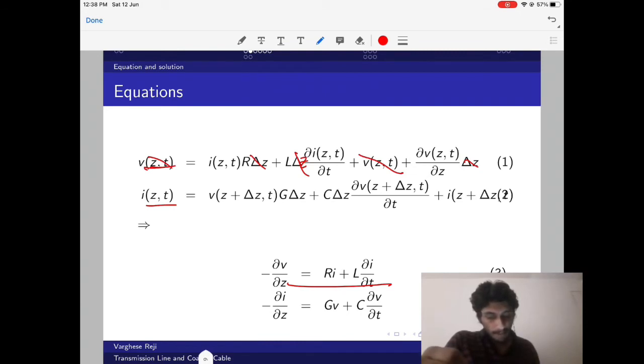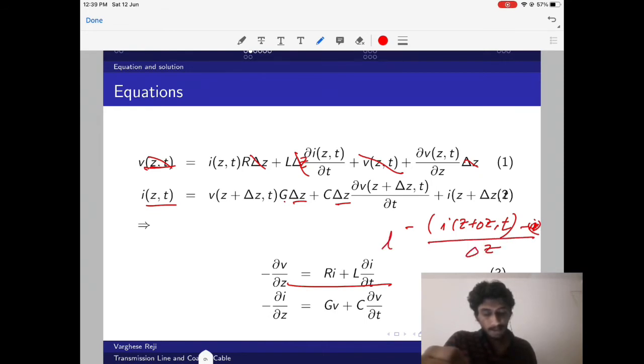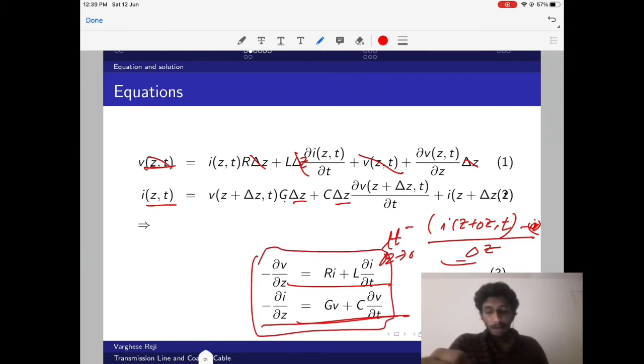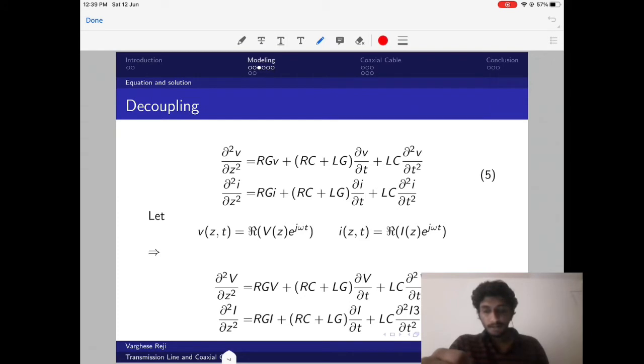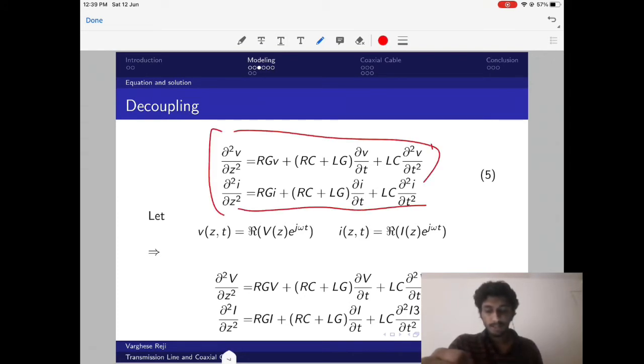Now there will be I of Z plus delta Z. This can be written here, then there will be delta Z in all other cases, then that will be minus of I of Z plus delta Z, t minus I of Z, t divided by delta Z. When we take the limit delta Z tends to 0, that is a derivative. So that we get here. Now we have two coupled partial differential equations. By decoupling them, we will get these two equations.